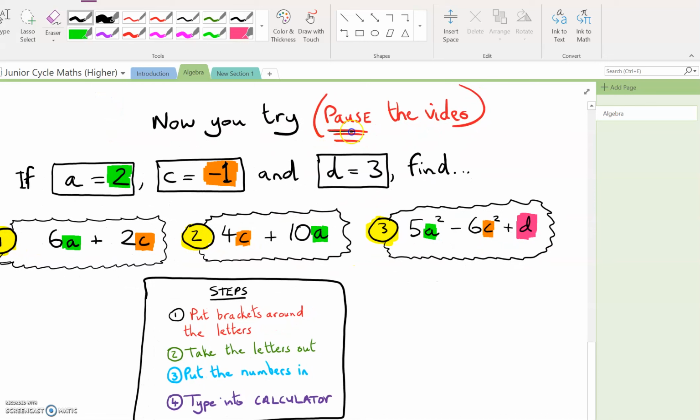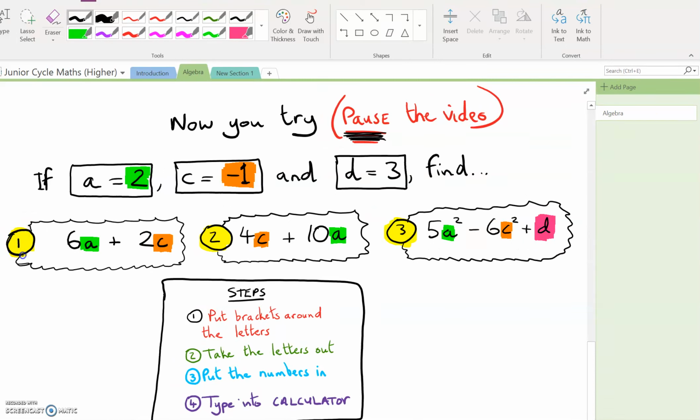So in a moment you're going to pause the video, not yet, and you're going to try question 1. You're going to try question 2, and then you're going to try question 3. And when you have all 3 of them done, you play the video again. And I will then show you what the answers are. Okay? Are you ready? Pause the video now and try the questions. Okay, you finished? You ready to play again?